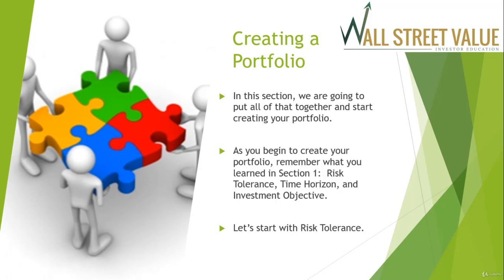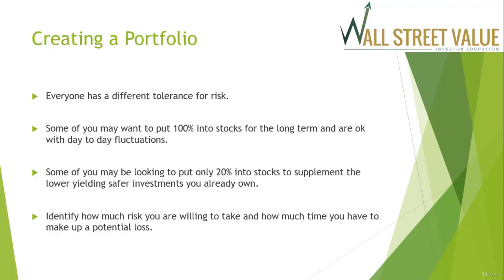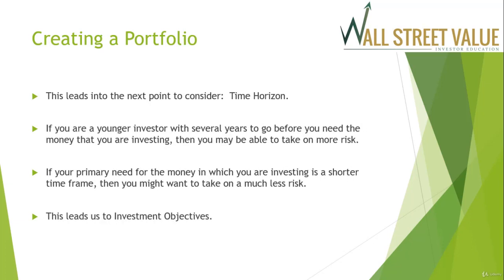As you begin to create your portfolio, remember what you learned in section 1: risk tolerance, time horizon, and investment objective. Let's start with risk tolerance. Everyone has a different tolerance for risk. Some of you may want to put 100% of your money into stocks for the long term, and you're okay with the day-to-day fluctuations. Some of you may be looking to put only, say, 20% into stocks, and that's to supplement the lower yielding but safer investments you already own. Identify how much risk you're willing to take, and also think about how much time you have to make up any potential losses. This leads to the next point, which is time horizon.